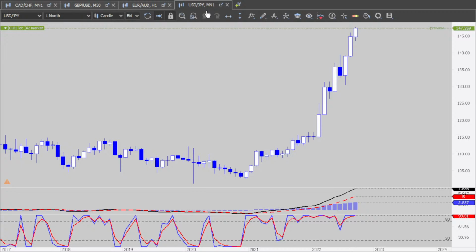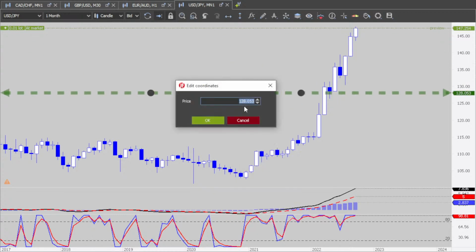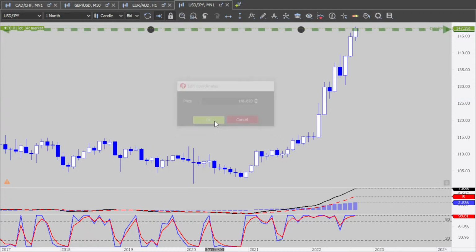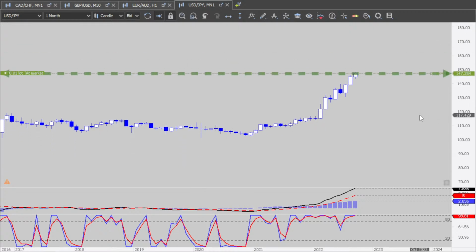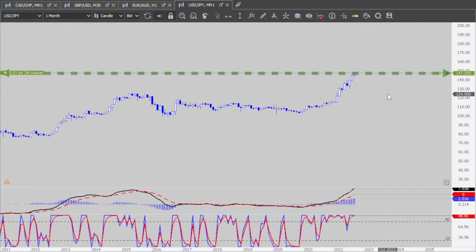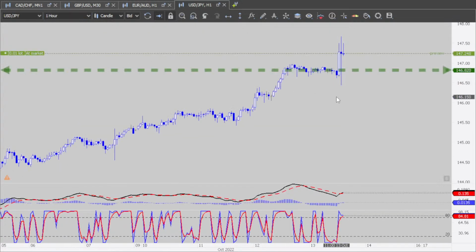USD JPY, Ala said USD JPY entry. USD JPY entry at, what was the entry? 146.820. Okay, 146. So you just entered, Ala? Oh, this is the monthly 1 hour chart, everybody.